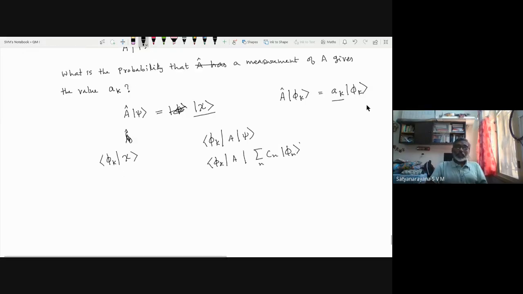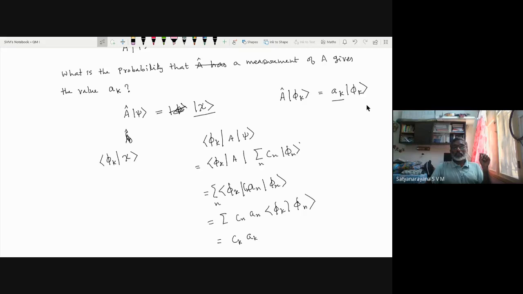But A acts on each one of them. What will you get? I can pull the summation out. I get simply an phi n. Now an is a constant, so I can pull that out. So Cn, there is a Cn also. So I get Cn an, and phi k phi n. This is an orthonormal basis, so this will be equal to delta nk. That means I have ck ak. This will become delta nk, and so the summation will be valid only if n is equal to k. So it will be ck times ak.